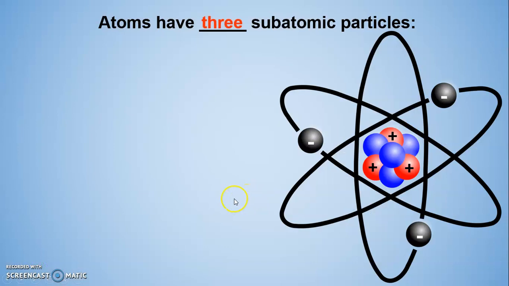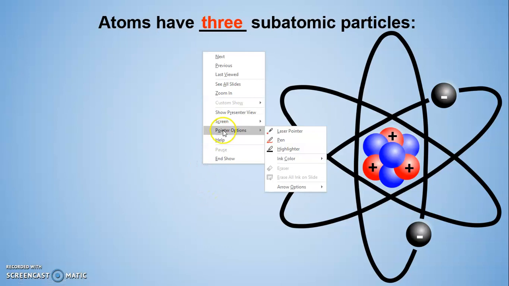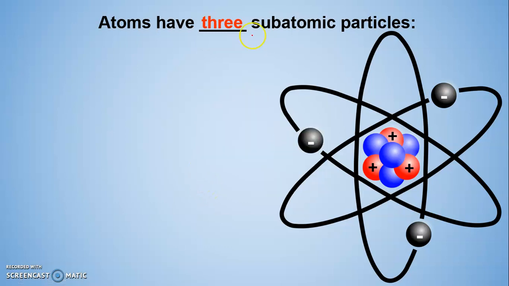Okay, so atoms have 3 subatomic particles that we just saw in the video. And a subatomic particle, if we look here, means really small. These are the particles that make up atoms. So atoms make up matter. Subatomic particles make up atoms.